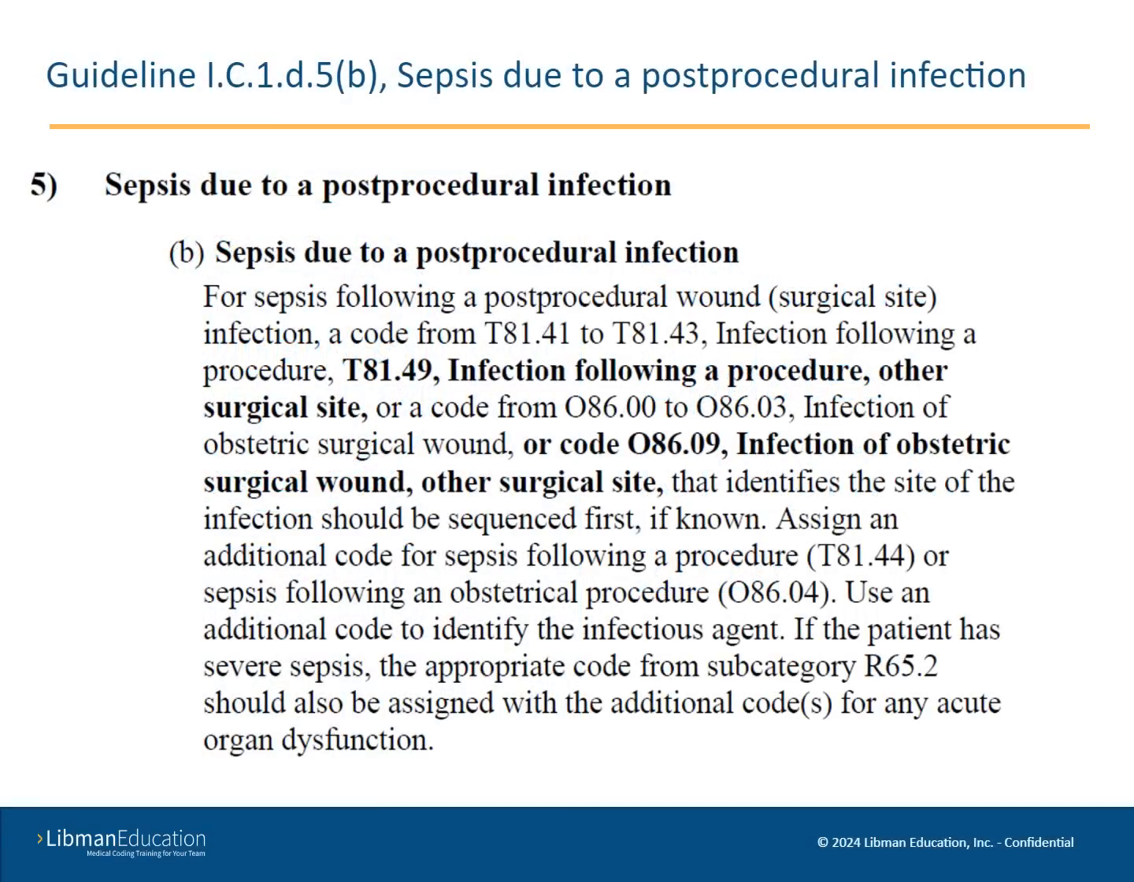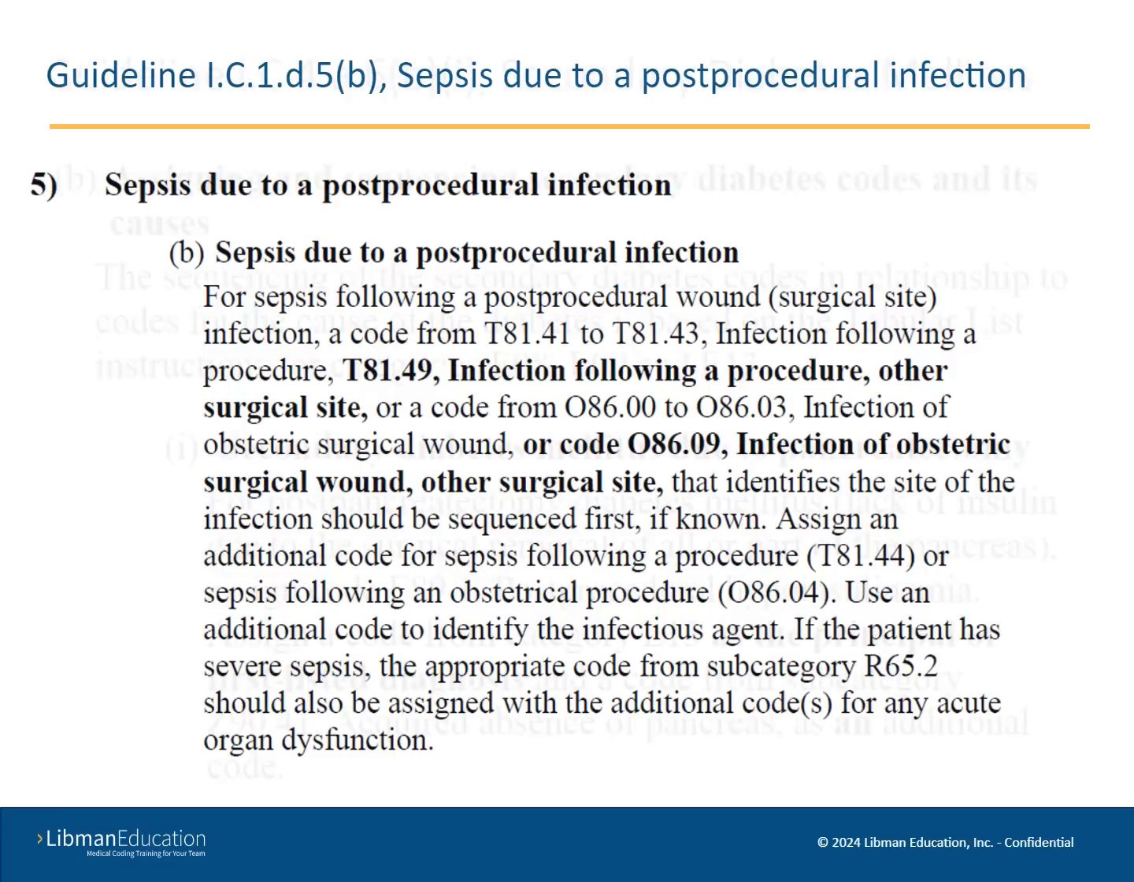2 additional codes have been added to this guideline that identifies sequencing for sepsis due to a post-procedural infection. T81.49, infection following a procedure, other surgical site, and O86.09, infection of obstetric surgical wound, other surgical site, should be sequenced first because they identify the infection, even though the codes are somewhat generic. But they do allow us options for other surgical site when we don't have a code for the specific site.